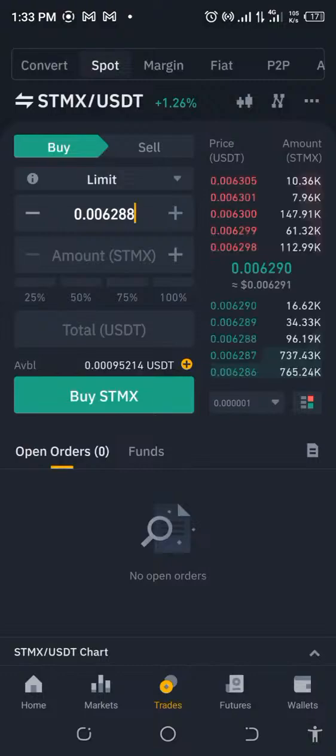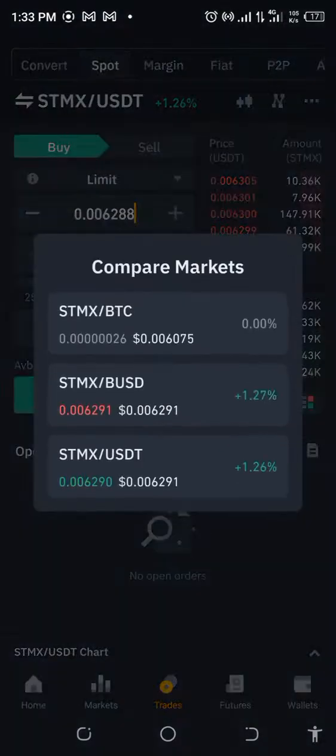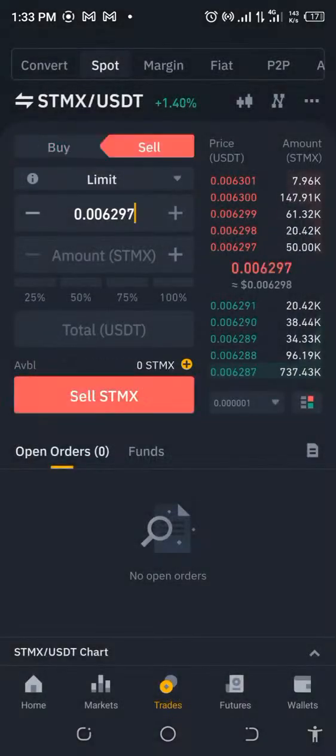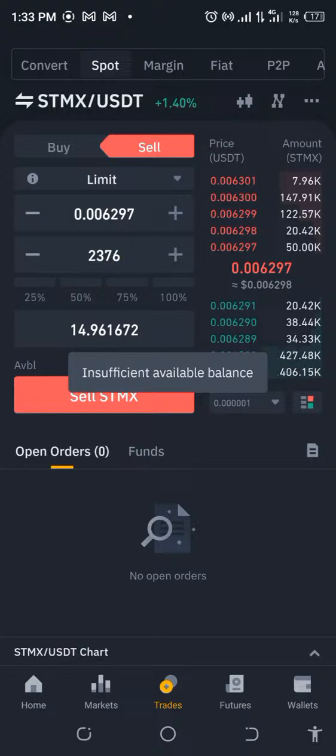So I sell, let me check that again. I thought I saw something different. No, okay, so it's still the same. So I'm going to sell this to USDT. Okay, so let me put that in there and sell to USDT. You can see what we have here is 14.96.